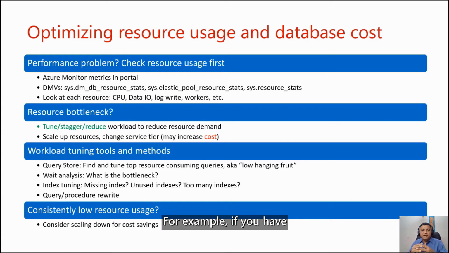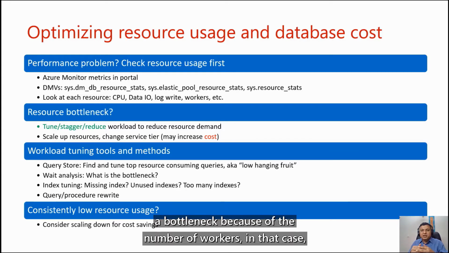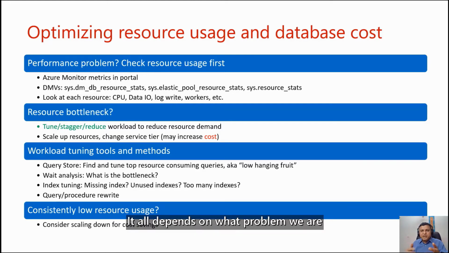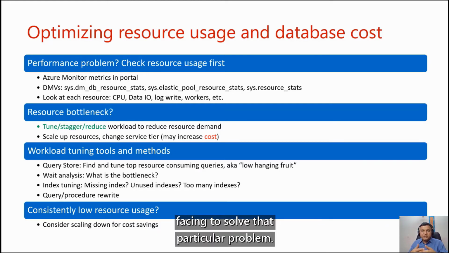So for example, if you have a bottleneck because of the number of workers, then you have to find out a way to reduce the workers or a way by which you can get more workers available. So it all depends on what kind of problem we are facing.